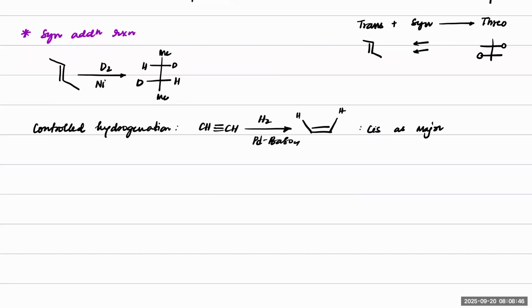Okay, alternative. What are the alternative reagents? The alternative reagent is called P2 catalyst, which is a nickel borate catalyst. Or we can use palladium calcium carbonate, which will serve the same purpose as barium sulfate.